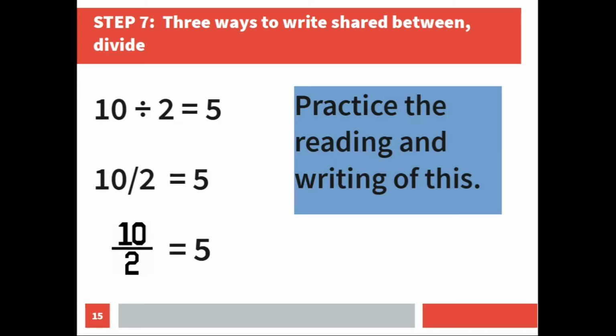You must also show the child how the multiplication, the shared between, is written. 10 divided by 2, and this is the sign. There are 3 ways to sign it, okay? To write it down, practice the reading. What does this say? What does this mean?